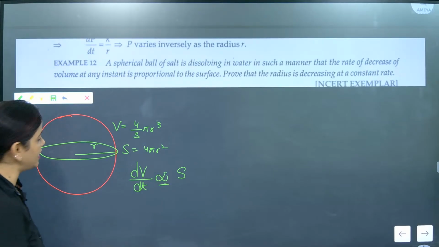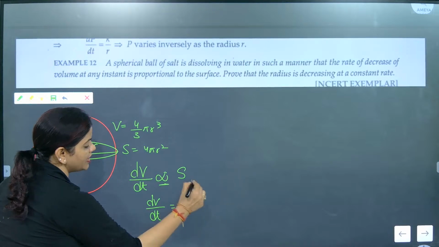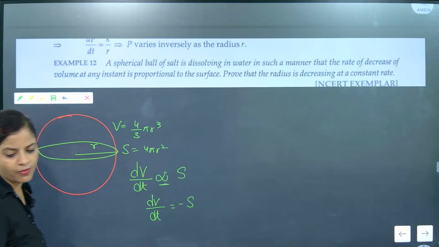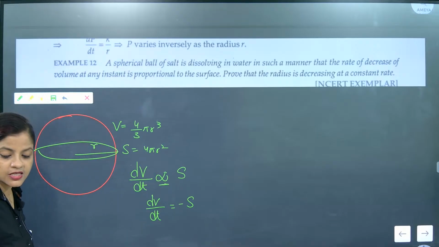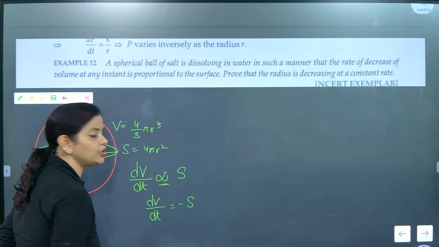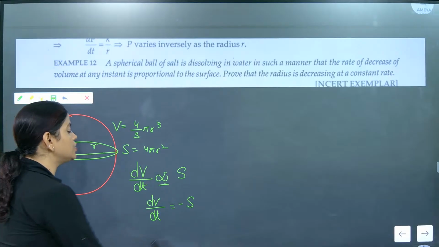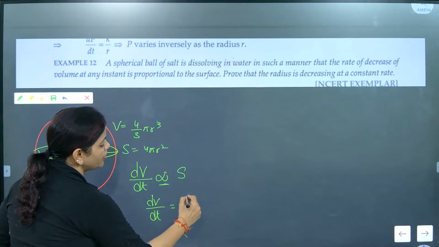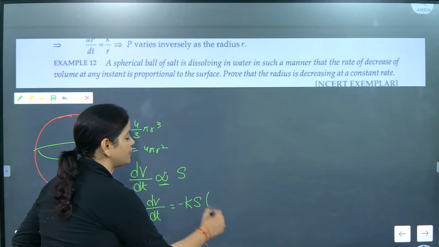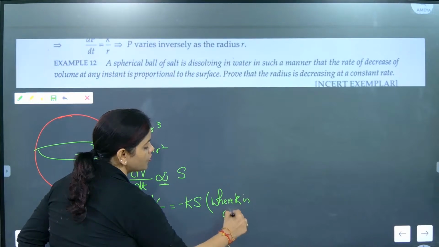So when we are writing, what are we going to write? dV by dt is equal to minus S. What are we going to write it as, beta? dV by dt is equal to minus S, but this is not going to be the correct one, because always when we make it equal, it will be equal to a constant of proportionality. So we are going to put the constant of proportionality k into S, because S is the surface area. So what is k? Where k is the constant of proportionality.